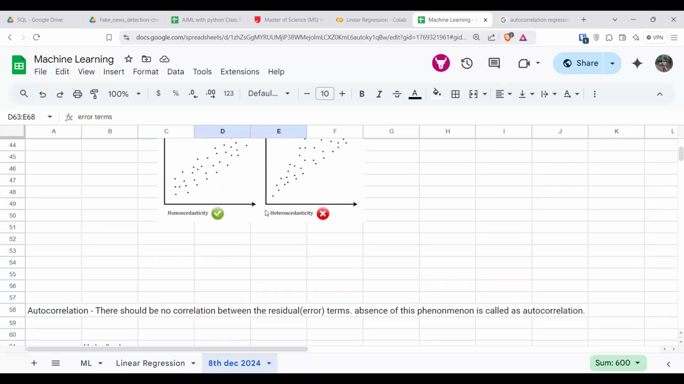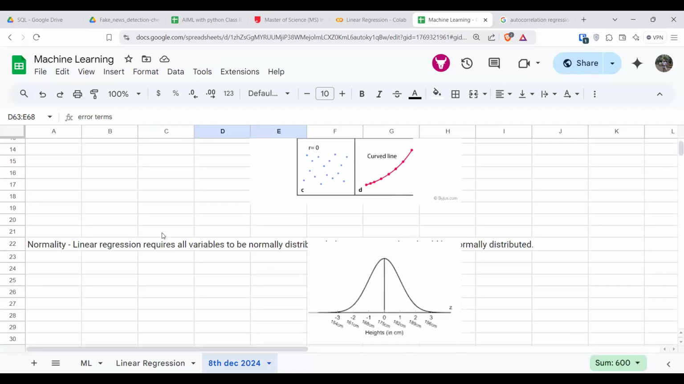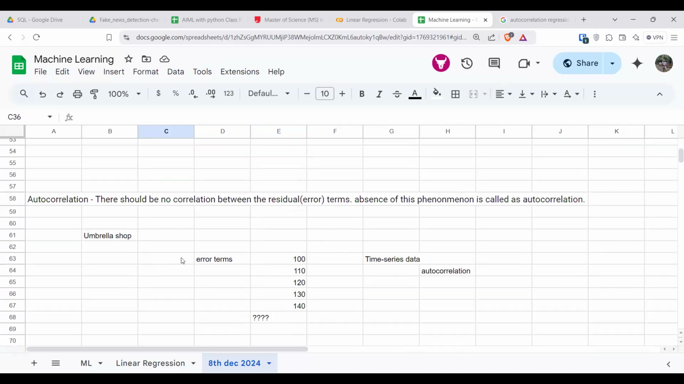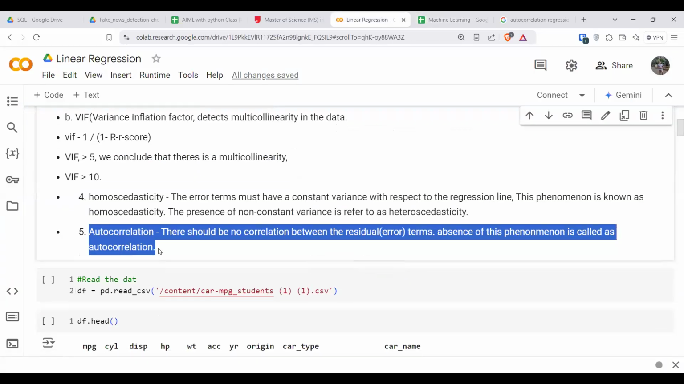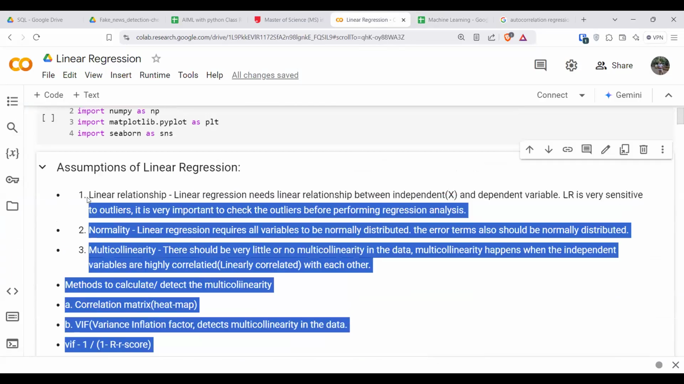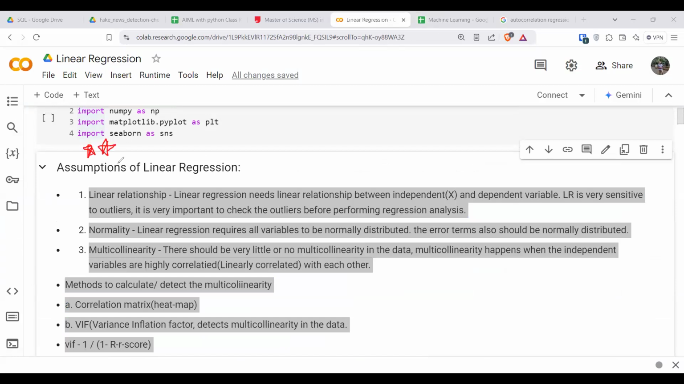Because we already have seen this point, there should not be a correlation between your different independent variables, that is your multicollinearity. This also has the same point. There should not be correlation between the residual error terms. So if any of these assumptions is not followed, then you can expect a significant drop in the accuracy, right? So it is very essential to check these assumptions before fitting your linear regression model, right? And this carries a lot of weightage in your interviews.